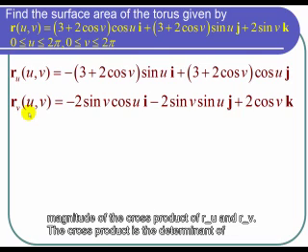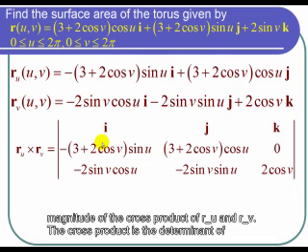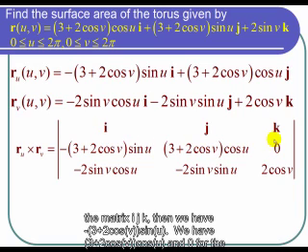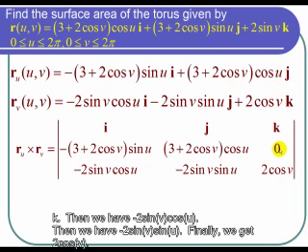We need to find the magnitude of the cross product of r_u and r_v. So the cross product is the determinant of the matrix i, j, k, and then we have negative (3 plus 2 cosine v) times sine of u, (3 plus 2 cosine v) times cosine u, and 0 for the k. Then we have negative 2 sine of v cosine u, negative 2 sine of v sine of u, and finally 2 cosine v.